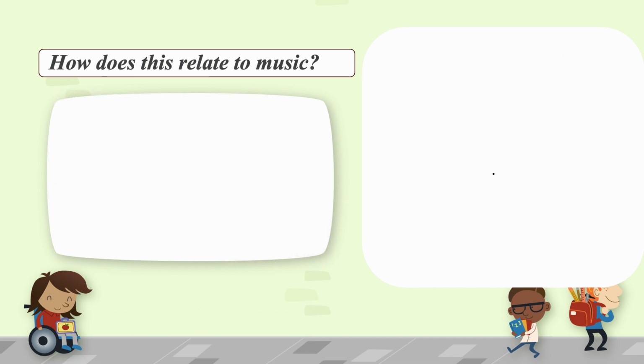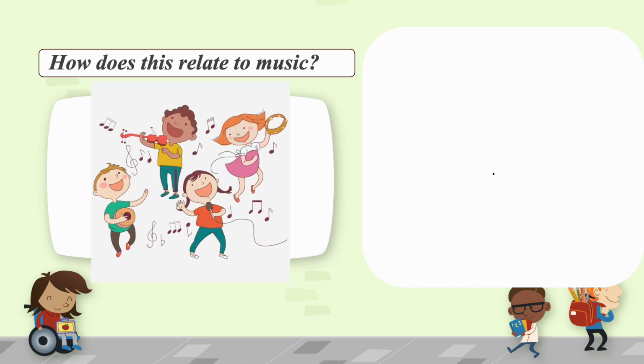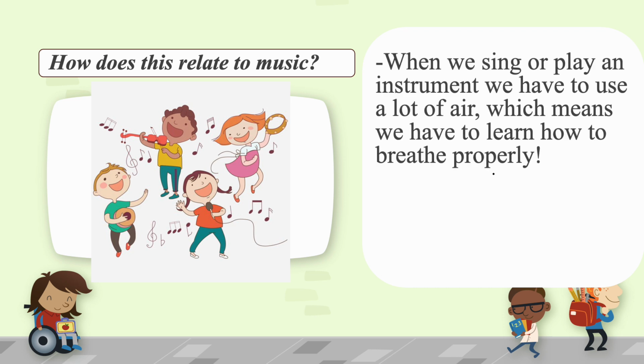So how does this relate to music? Well, let's take a look at our friends over here. We've got a little girl singing, we've got some people playing instruments. Well, when we sing or play instruments, we have to use a lot of air, which means we have to learn how to breathe properly. So that means sitting with good posture so we can have the most room inside our lungs, so we can get the most air to sing with and create the best sound we can.